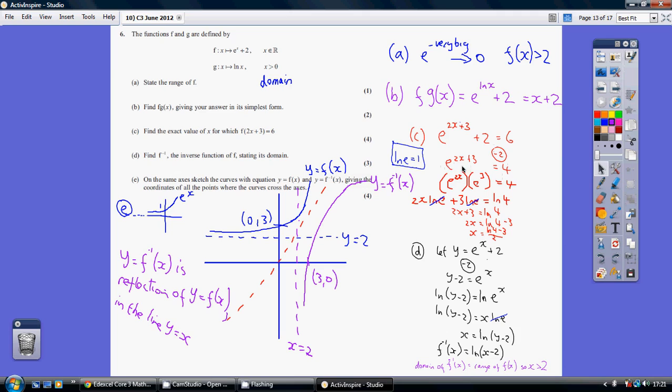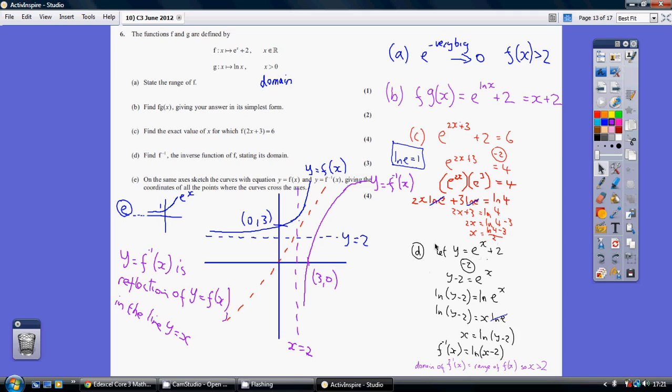Now, remember, when we multiply we add the powers, so breaking this down we can have it being the product of these two, e to the 2x times e to the 3. Now if we take logs to the base e, so ln, and do the power rule at the same time, we have 2x ln e plus 3 ln e equals ln 4. ln e equals 1 on both occasions, so 2x plus 3 equals ln 4. Rearrange, we get x being (ln 4 minus 3) over 2.